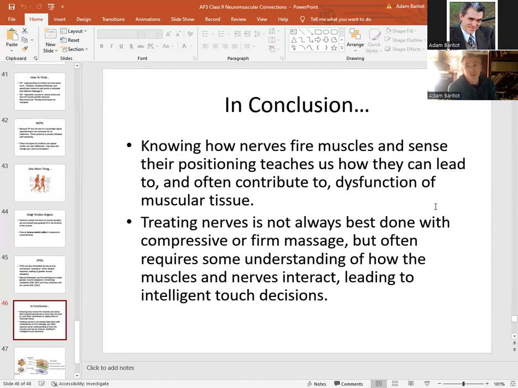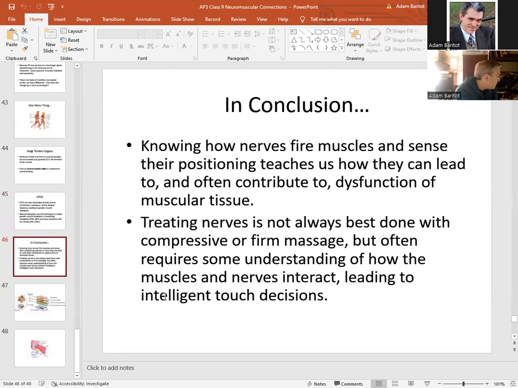In conclusion, knowing how nerves fire muscles and sense their positioning teaches us how they can lead to and often contribute to dysfunction of muscular tissue. Treating nerves is not always best done with compressive or firm massage, but often requires some understanding of how muscles and nerves interact, leading to intelligent touch decisions. Very good. That is our nutshell of our lecture today.